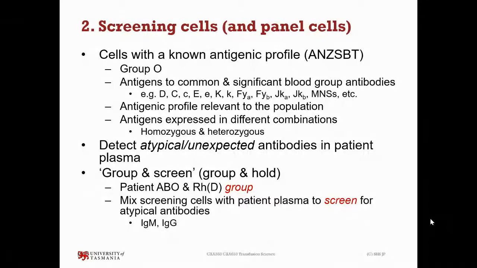And so the screening cells that we are mandated to use are cells with a known antigenic profile. We know the antigens that are on them, and you can see there is an example of the sorts of antigens that the screening cells will possess. They must be group O. Why must they be group O? Why can't we use group A cells as screening cells?